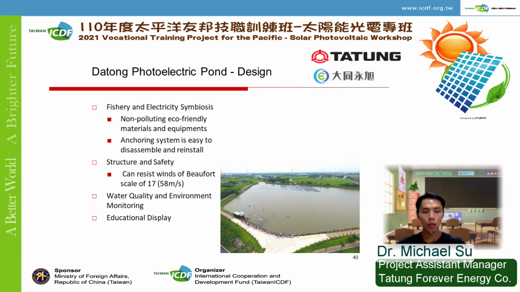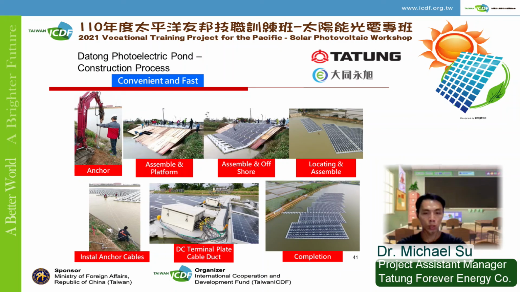Here are some information on this system, basically the concepts of designing the system in this pond. For example, our wind resistance capability can withstand winds up to 58 meters per second, and we also monitor the water quality and ecology in the pond. So the reason is because we want to show that solar power systems won't affect the ecology of the pond. This page shows the construction process. It is also for your reference.